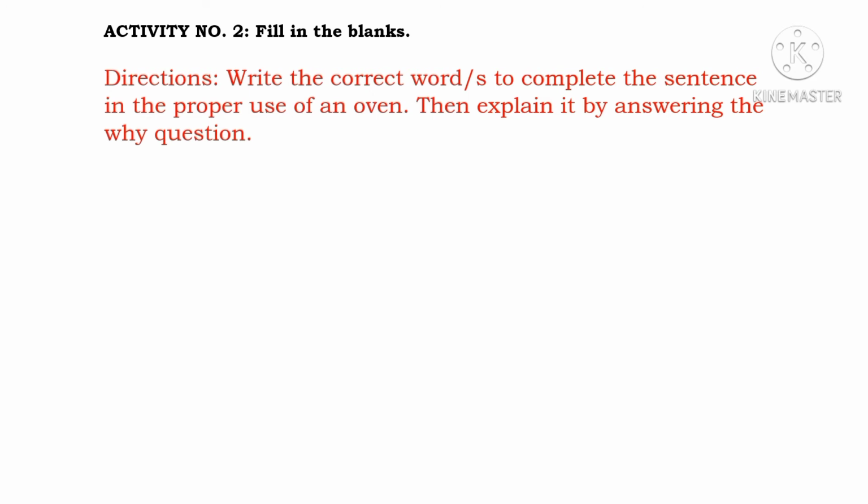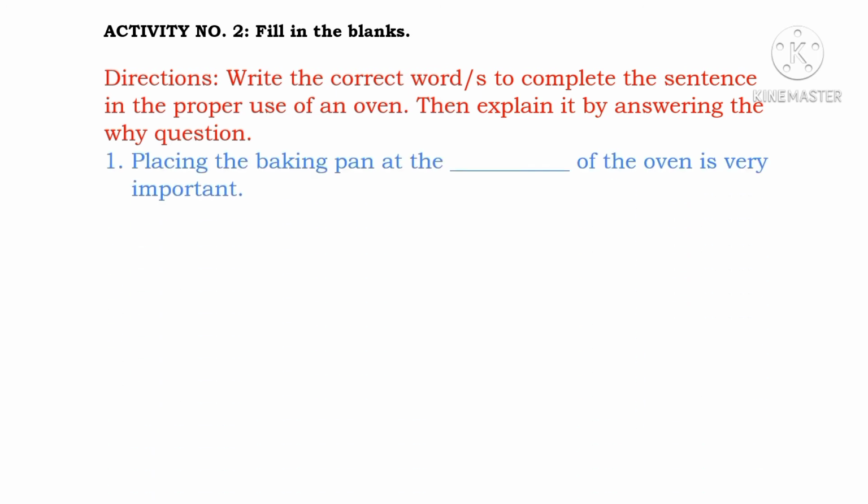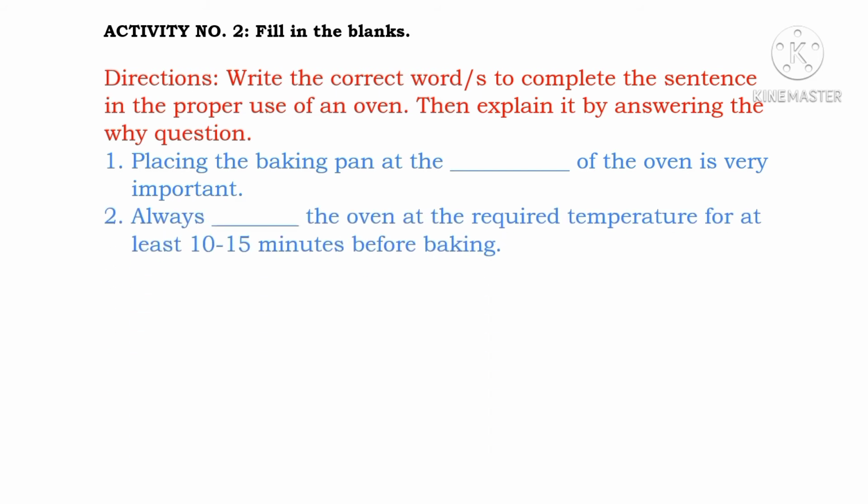Activity number 2. Fill in the blanks. Direction: write the correct words to complete the sentence in the proper use of an oven. Then explain it by answering the why question. Number 1. Placing the baking pan at the blank of the oven is very important. Number 2. Always blank the oven at the required temperature for at least 10 to 15 minutes before baking.